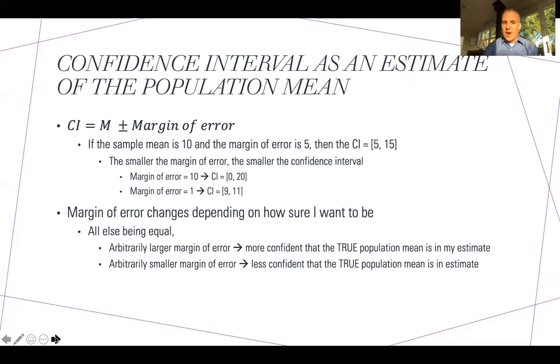So before we get into how I determine the margin of error, just from an arbitrary standpoint, a takeaway here is that margin of error changes how sure I want to be. So my arbitrary decision on a large margin of error means that I can be more confident that the true population mean is inside that estimate. On the other hand, if I arbitrarily decide that I want a smaller margin of error, then I'm going to be less confident that the true population mean is in the estimate compared to that larger one. So not 100%, but there is some arbitrary nature to determining the margin of error.